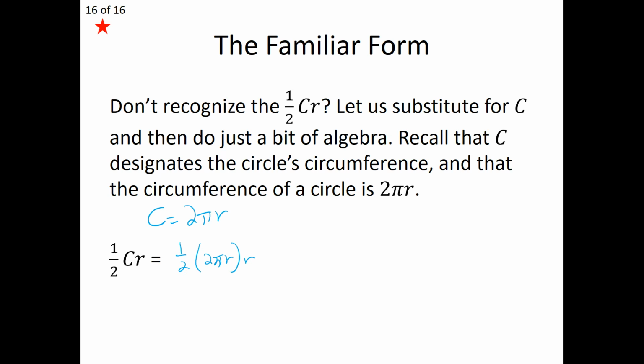As we see, 1/2 times 2, those are reciprocals of each other. They will reduce to 1. Pi is left over, and then we have our radius times a radius, which is then radius squared. And so there is our familiar form. There is the final result of our area formula of a circle.